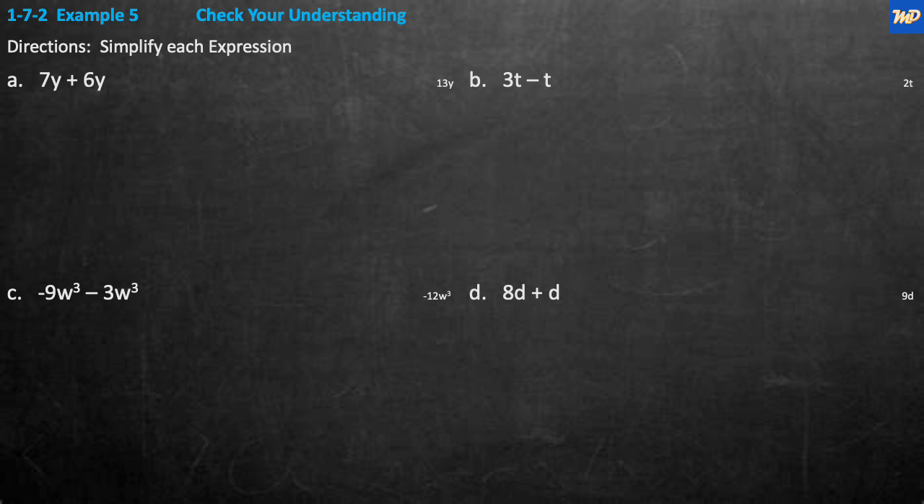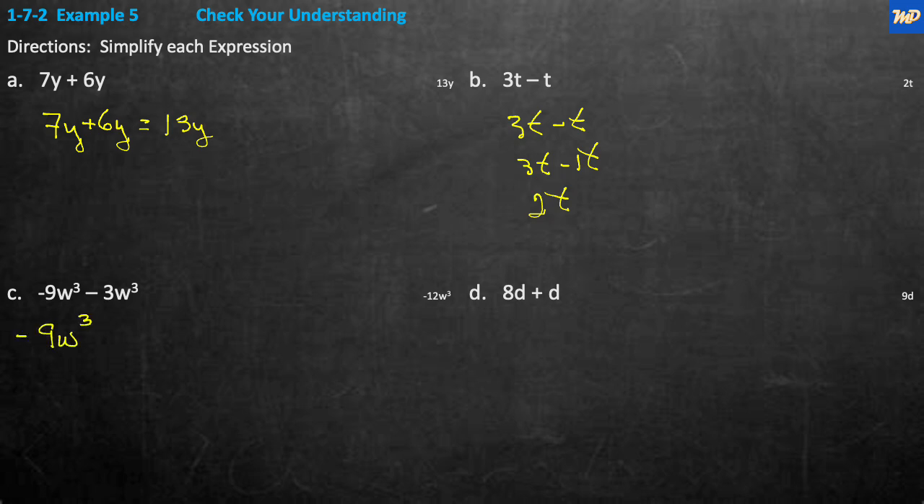So let's do problem A. Simplify each expression. Problem A says 7y plus 6y is equal to, the y's make these common, they're like terms, so 7 and 6 is 13y. How about B? We have 3t minus t. So we can combine these right off the bat. This is 3t minus 1t. So we can say that this is 2t.